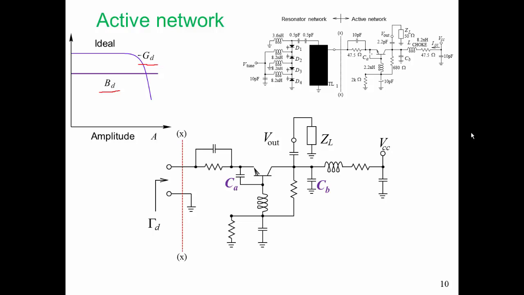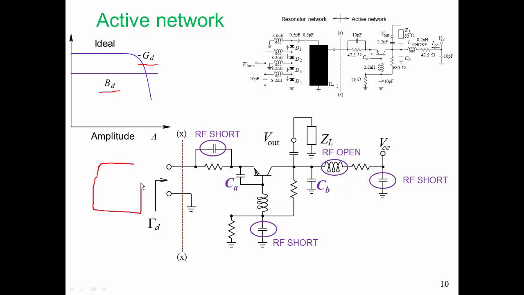So there are a few elements in here that act as RF open circuits and RF short circuits, and I've identified those here. We have an RF short circuit connecting us directly from the emitter to the resonator network. The resonator network is on the left here. We have an RF short below the base. We have an RF open going off to VCC.